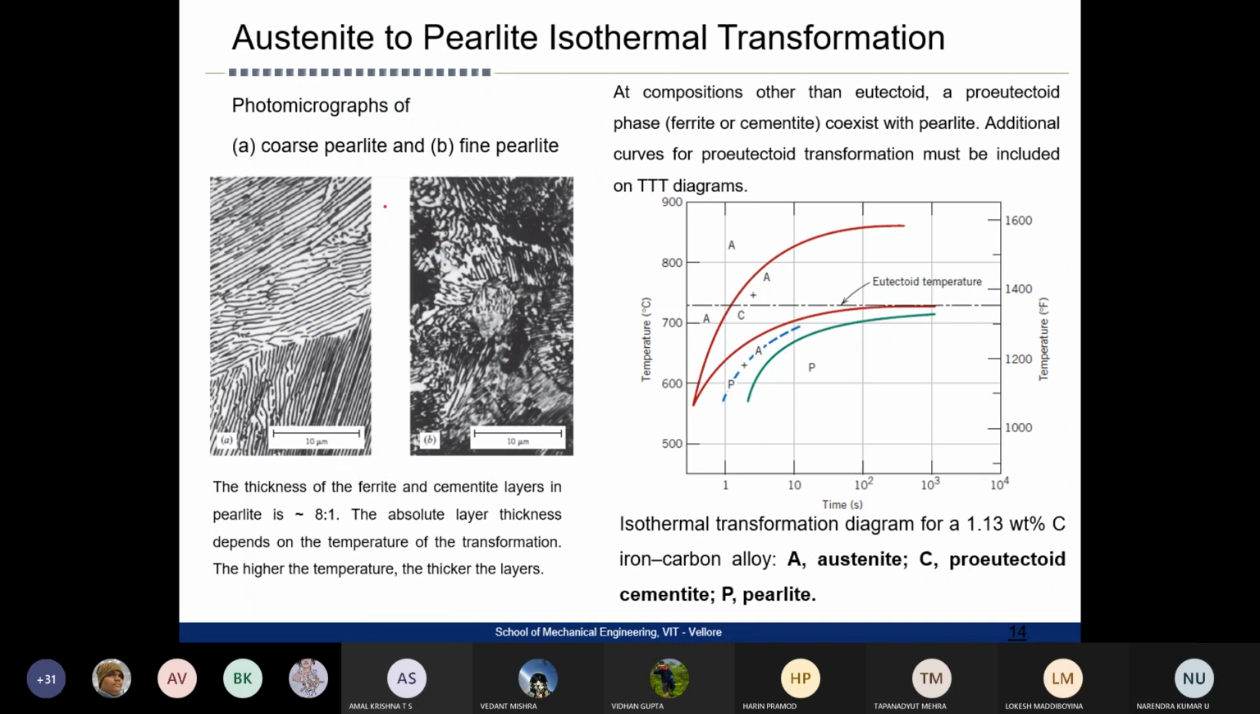Coarse pearlite and fine pearlite: the structural difference, as I mentioned before, is nothing but the interlamellar distance. If this interlamellar distance is greater, then it is coarse pearlite. If you see here, they are very fine. Again here, this is medium pearlite. So it's a combination of medium pearlite and fine pearlite structure here.